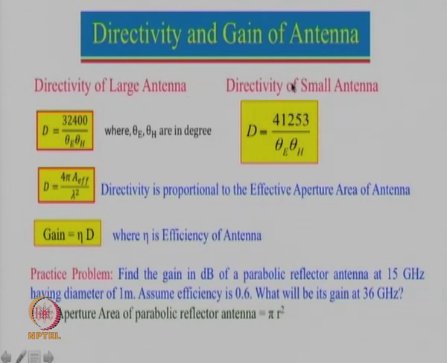This one is in terms of degrees, which is the direct conversion of 4 pi by theta E theta H into degrees, and this is the expression to be used for a larger antenna. You can see that this value is slightly smaller than this value here, because this value does not account for all the side lobes which are inherently present with a large antenna.